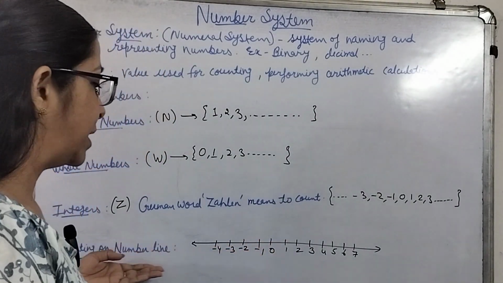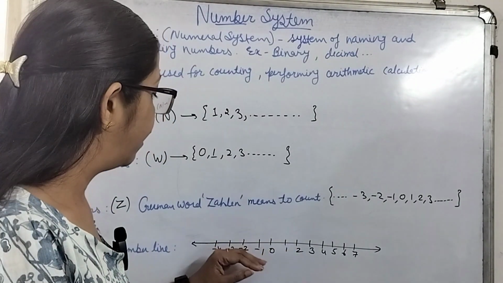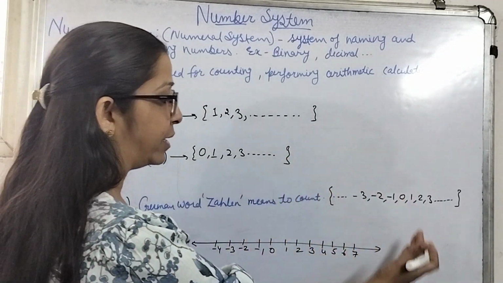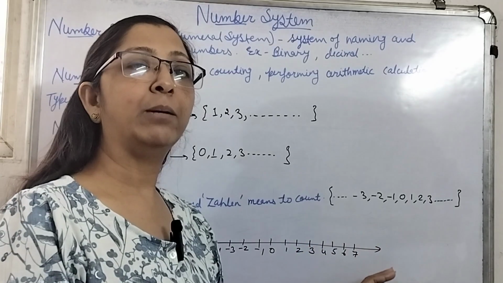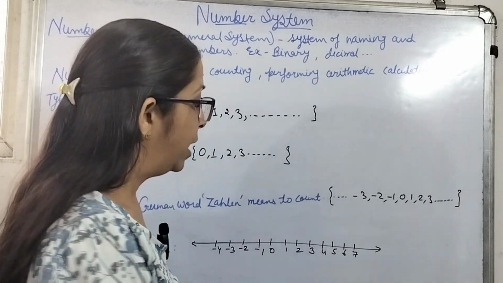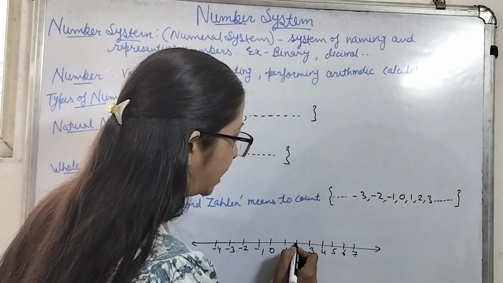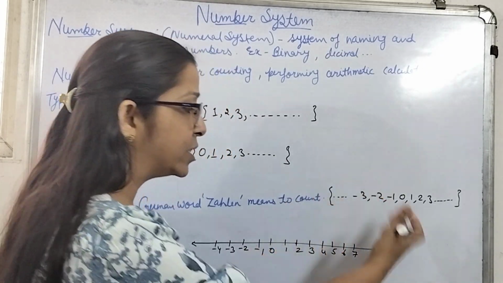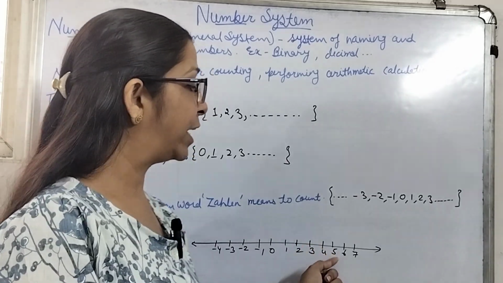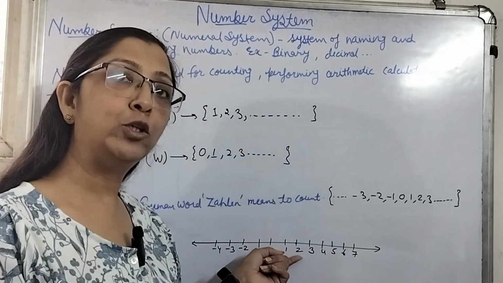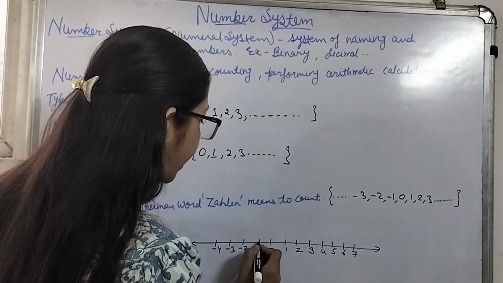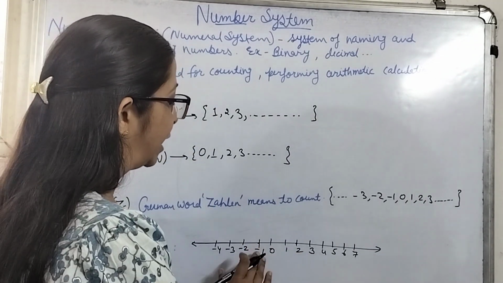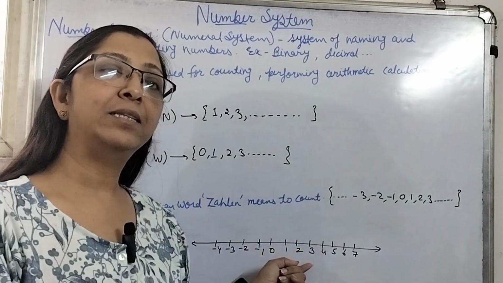If we go towards the left of any number, the value will be less than the given number. And if we go towards the right of any given number, the value will be greater than the given number. Suppose we consider 2. If we take a point, say 5, it is towards the right of 2, which means the value of 5 is greater than 2. If we take a number, say -1, it is towards the left of 2, which means the value of -1 is less than 2.